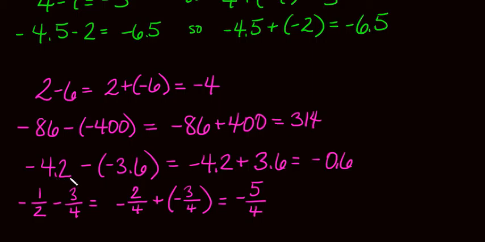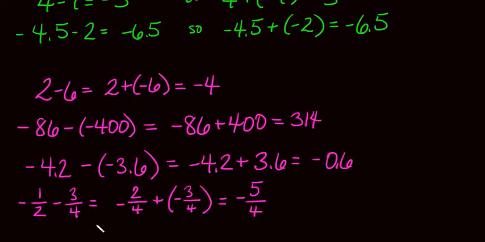Negative 4.2 take away negative 3.6. So we're going to think of that in terms of opposite again. Negative 4.2 plus the opposite of negative 3.6, which is 3.6. And we add that together using the rules we've learned in the past. We have negative 0.6.